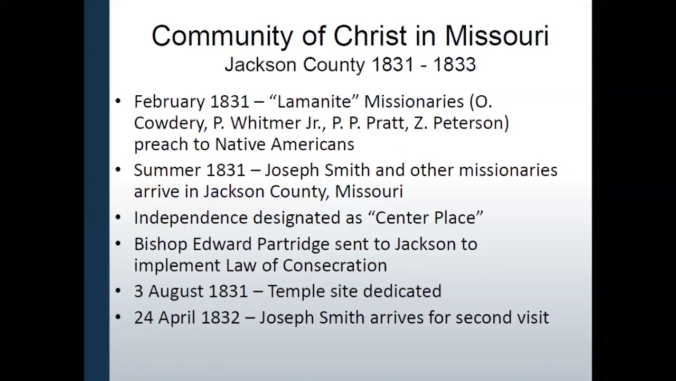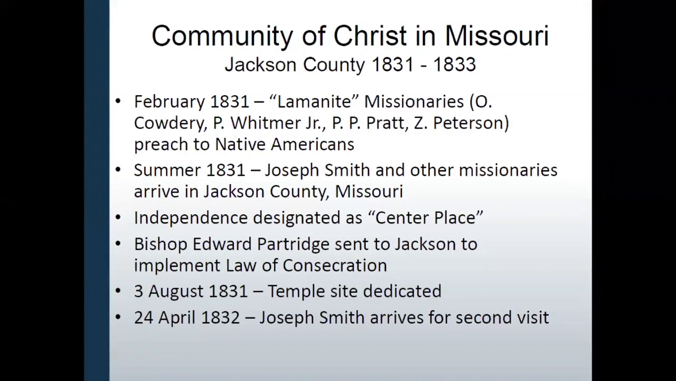So we send missionaries, what we called Lamanite missionaries, in February of 1831, headed to what is now the US state of Kansas to preach to Native Americans. Oliver Cowdery, Peter Whitmer, Parley P. Pratt, and Ziba Peterson are the 4 missionaries. By the summer of 31, Joseph Smith and others have also arrived in Jackson County, Missouri.